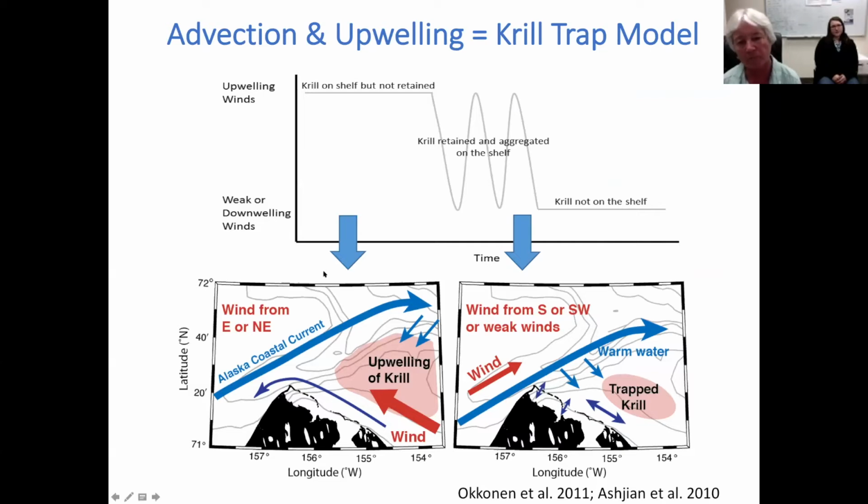So over a decade of work, basically what they came up with is this krill trap model, whereby when you get the strong easterly or northeasterly winds, which are common off the North Slope, you get a lot of upwelling of prey, krill. And then when that wind switches south or southwest and weakens, this Alaska coastal current basically comes towards shore and traps the krill.